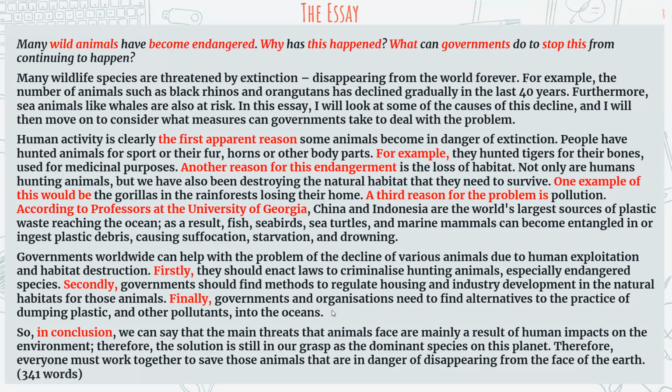It's just an example. Governments worldwide can help with the problem of the decline of various animals due to human exploitation and habitat destruction. Firstly, I'm going to be talking about the first solution, okay? And I said governments worldwide can help with these problems. How? Firstly, they should enact laws to criminalize. It comes from criminals, of course, or crimes. Okay, this is a verb. Criminalize hunting animals, especially endangered species.